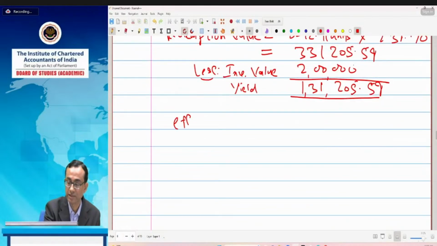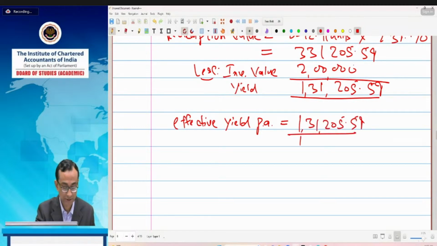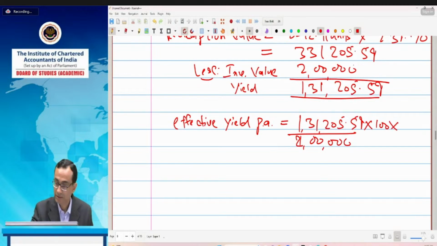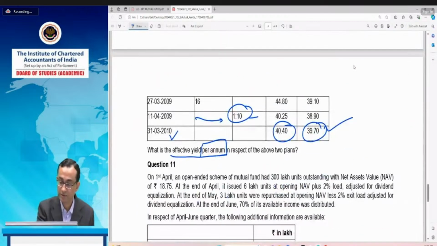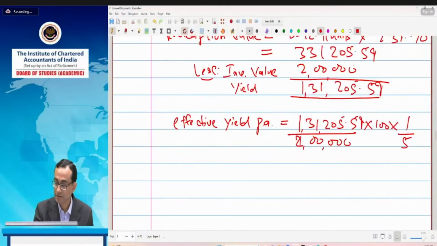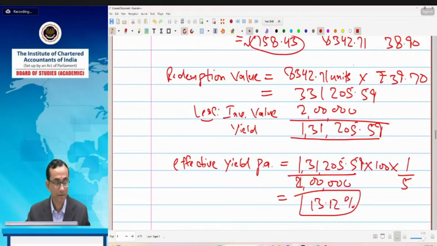So now calculate the effective yield per annum in this situation. Effective yield per annum is coming to 1,31,205, the total yield, divided by the initial investment, that is 2 lakh. It is given in the question, 2 lakh, multiplied by 100, multiplied by 1/5, because we have seen that it is held for 5 years and you have to calculate the yield for 1 year only. So the total effective yield coming is 13.12%. I hope you are getting this amount, 13.12. Yes. Now the figures are arriving also.